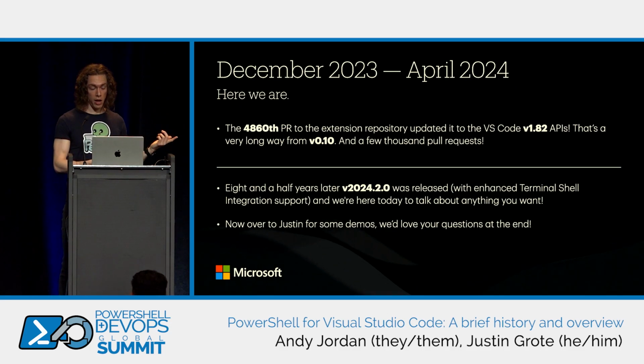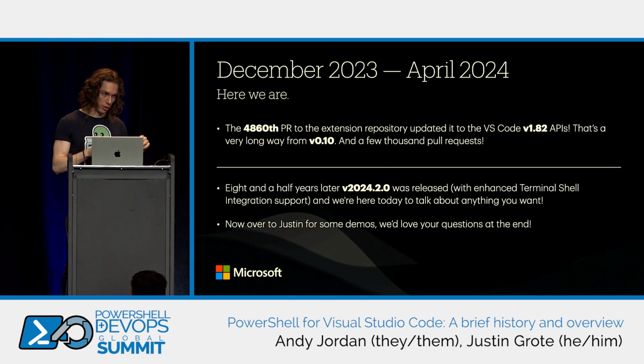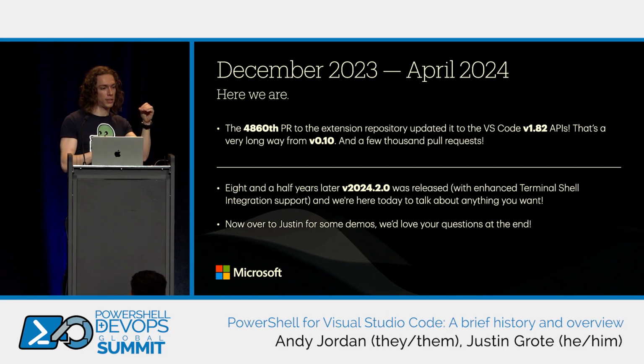As of yesterday, the version 2024.2.0 stable version of the extension was released. Just pushed that out. That has enhanced terminal shell integration support. One of the cool features within VS Code is those little glyphs that, if you're in the terminal at the bottom, it puts on the side. It tracks if your command was successful or not successful, and lets you scroll back between commands.